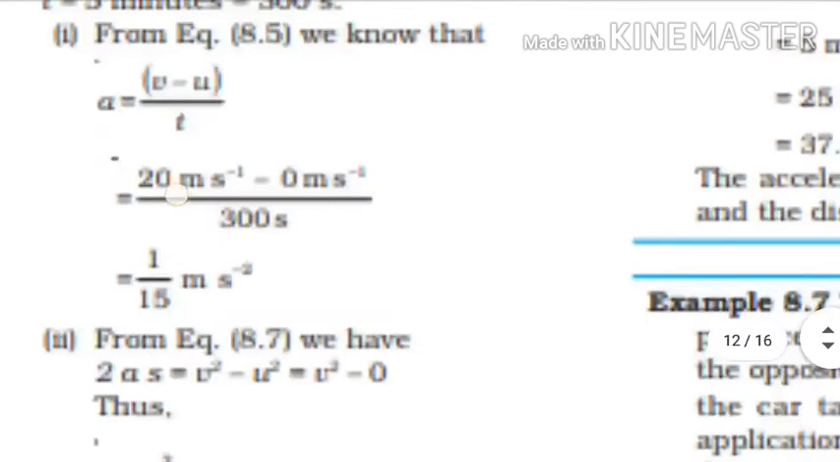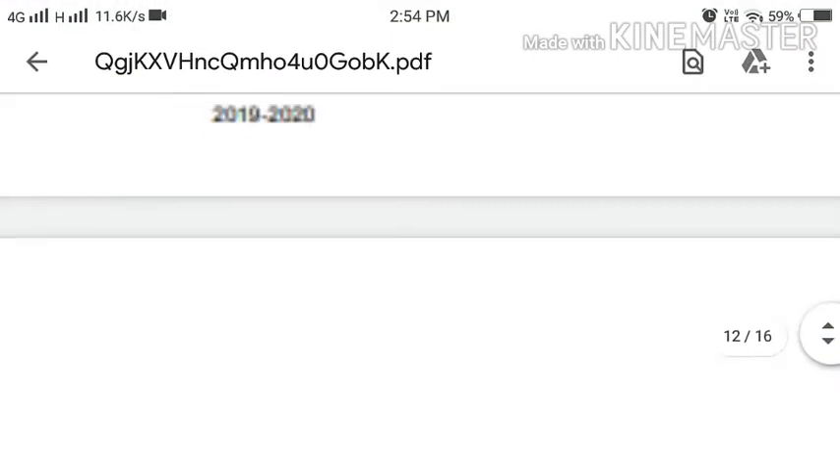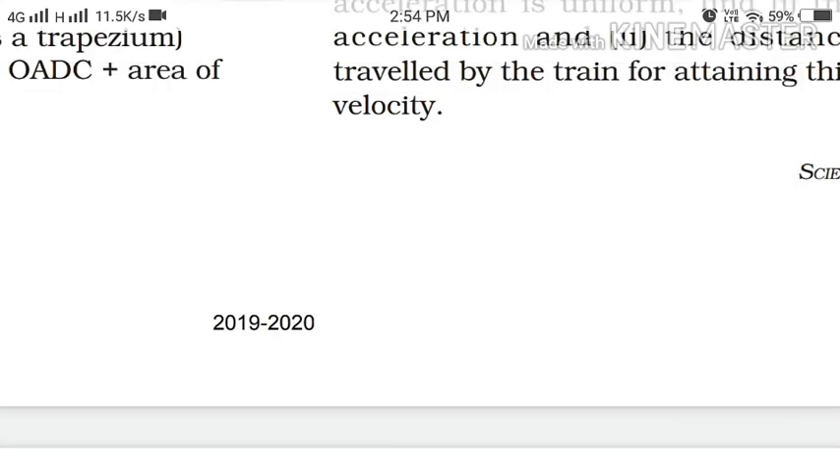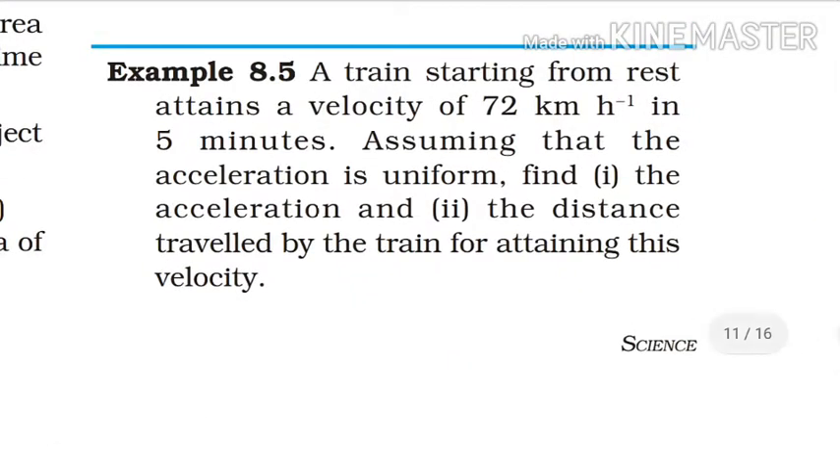This is the answer. Now if we talk about the second part of the question, that is the distance traveled by the train for attaining this velocity, then we can easily calculate this with the help of S equal to ut plus half at square, or v square minus u square by 2a. Okay, because there are two formulas which can easily help us to find out the total distance traveled by the train to attain this speed.